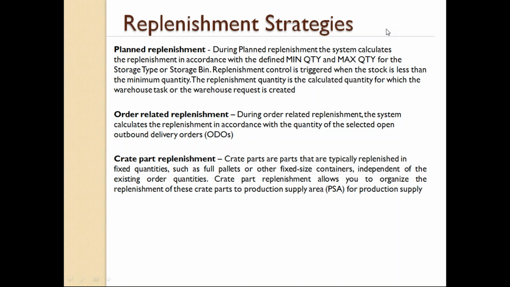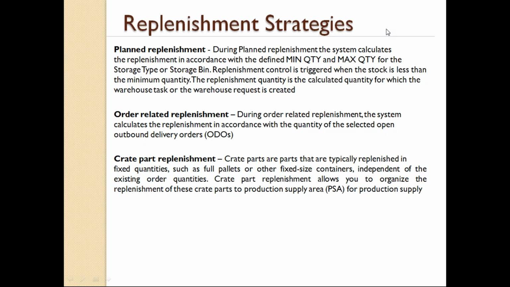Okay, so order related replenishment. During order replenishment, if we activate order replenishment and go into the REPL transaction and say do order related replenishment, in that case the system calculates the quantity. We have a minimum quantity and a maximum quantity, but the quantity for the task is calculated based on the open deliveries. So let's say on the fixed bin we have to supply 20 pieces to the assembly line, the production area, or the outbound customer. So how many deliveries are open? Based on that, the quantity of replenishment is calculated.